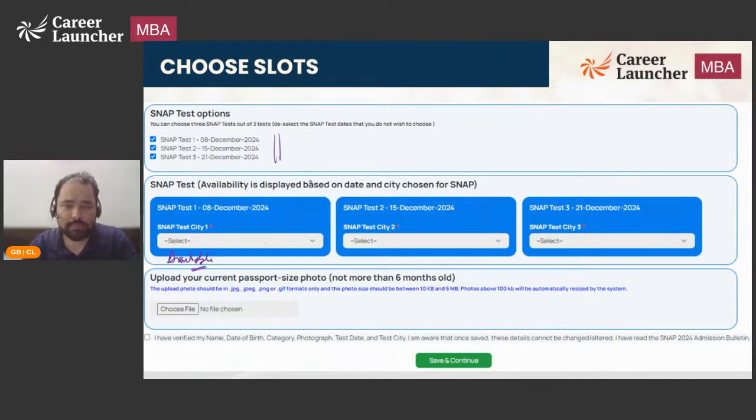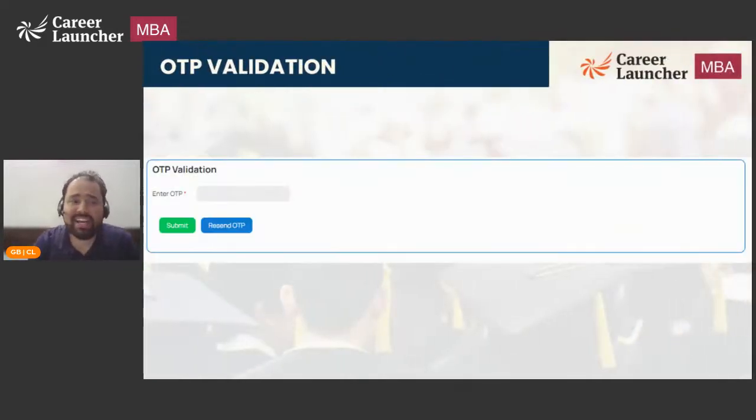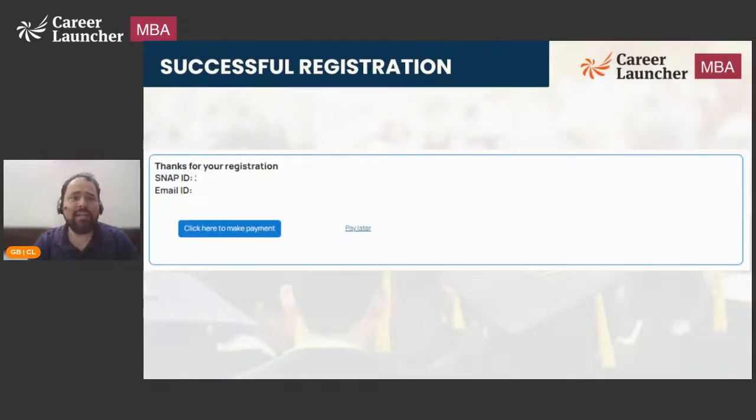ठीक है? So please keep that in mind. I hope this part is clear to everybody. Moving on, OTP validation happens after this. Like I told you, phone पे आएगा OTP, वो validate होगा. उसके बाद successful registration हो गया, वो thank you for registration बोल देगा.